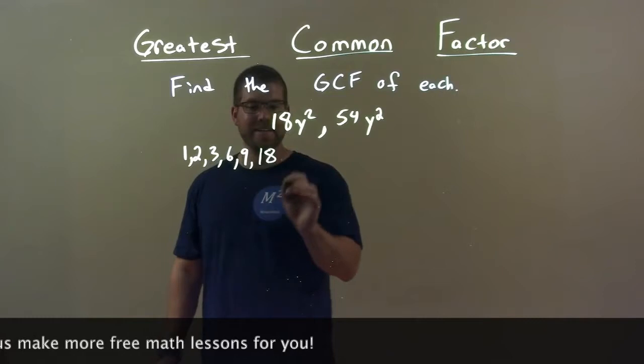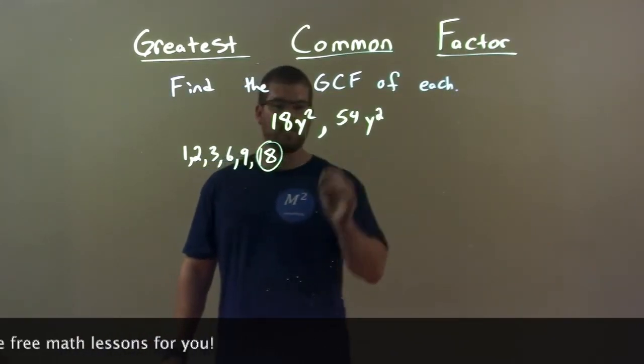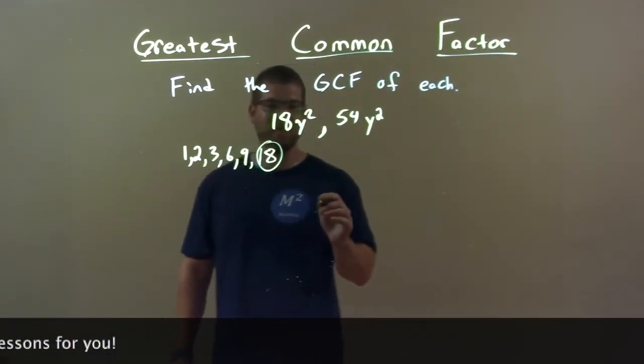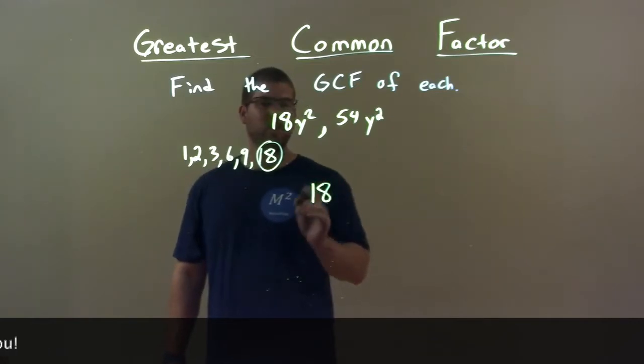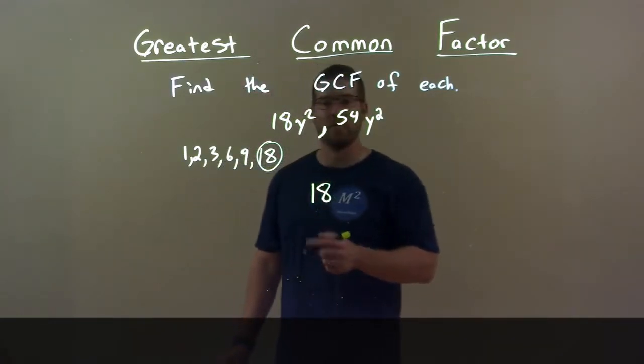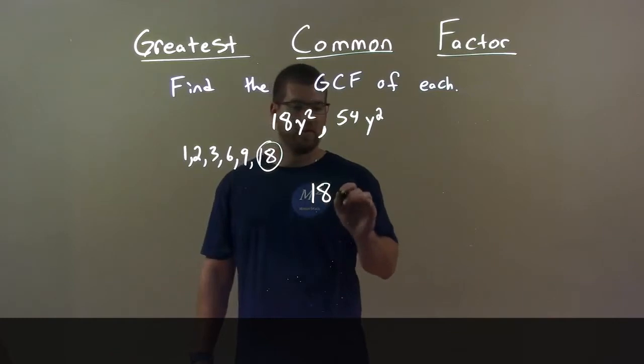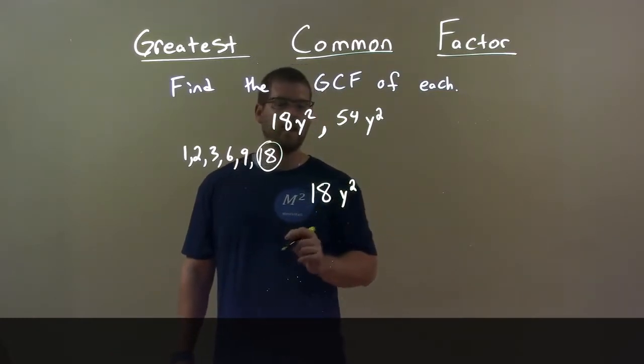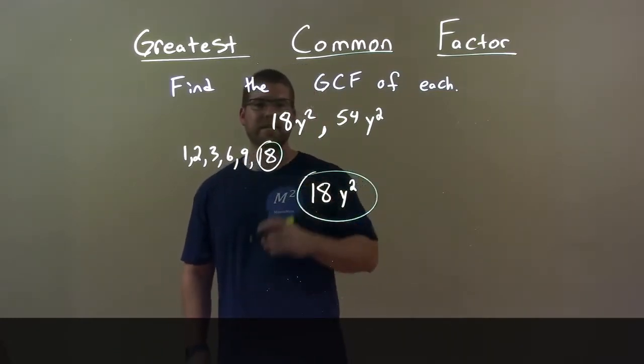Well, luckily 18 times 3 is 54. So 18 goes into both. That's the largest number. Now what are the variables? Well, I see a y squared in both of these, so y squared is there. So my final answer here is just 18y squared.